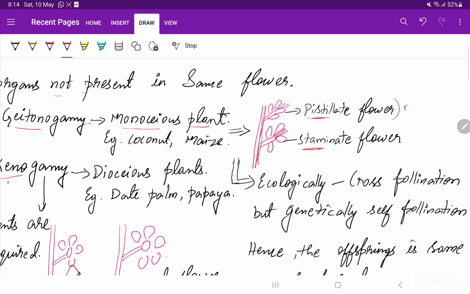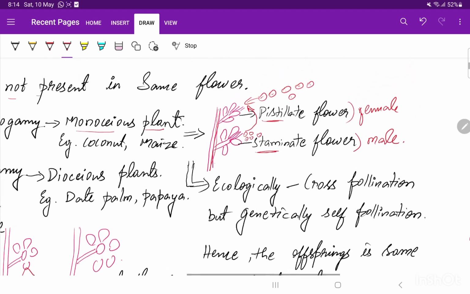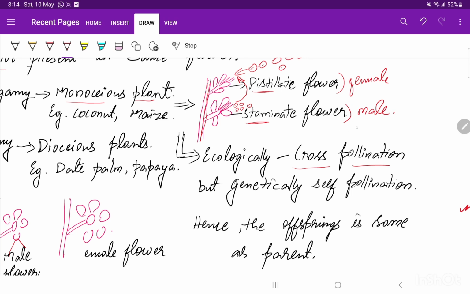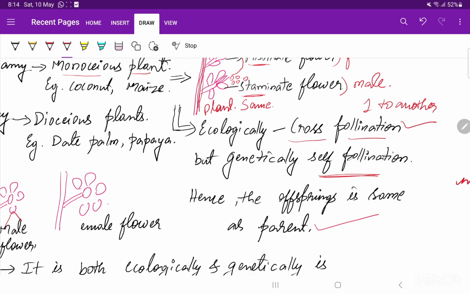Pistillate flower we know is the female flower and staminate is the male flower, where the pollen grain formed in the male flower falls on the female flower of the same plant. So ecologically this is cross pollination because pollen grain is falling from one flower to another flower, but genetically it is self pollination because it is present on the same plant, genetically same. So offsprings are same as the parent.